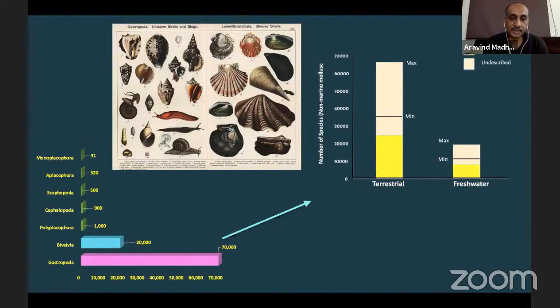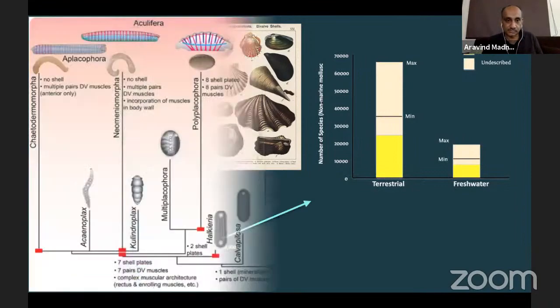According to the experts, there may be around 65,000 to nearly 70,000 species of non-marine mollusks, of which only 25,000 have been described in the terrestrial environment. On the other hand, in the freshwater environment, there may be around 20,000 species, of which 6,000 have been named till now. There's still a lot of potential for new discoveries in this non-marine habitat, where these groups occur.